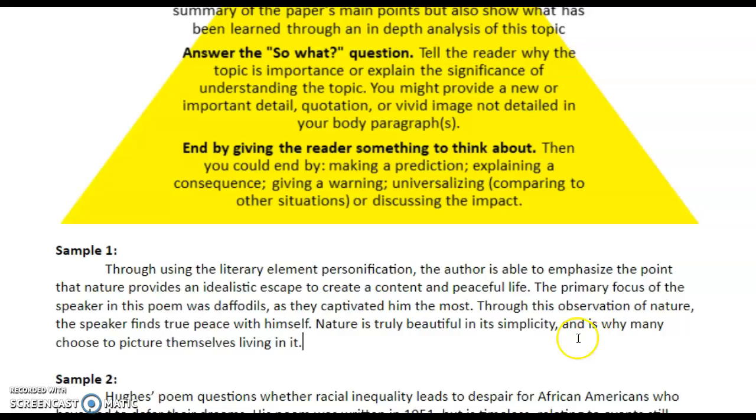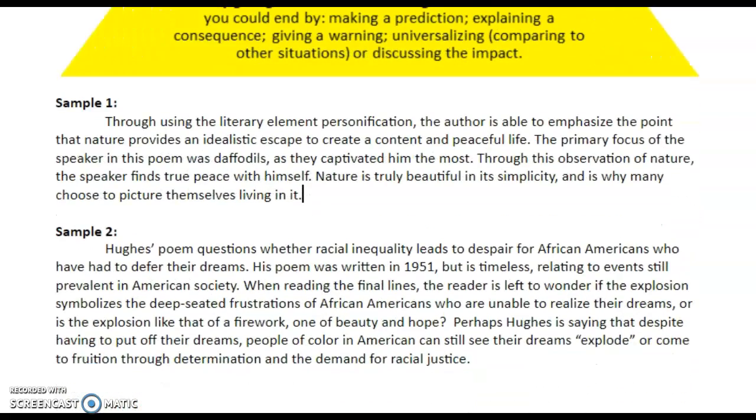And then she is getting more general, she or he. Through this observation of nature, the speaker finds true peace within himself. And then a very general statement, nature is truly beautiful in its simplicity and is why many choose to picture themselves living in it. So again, I don't think this is worded so formally, or I don't know, there's not this grandiose idea, but he or she does the job here.